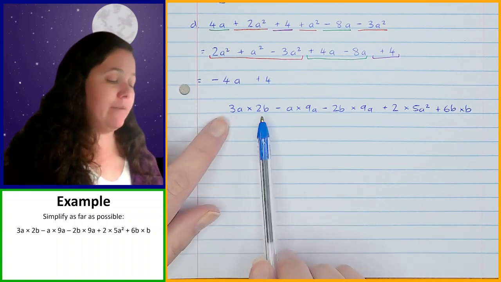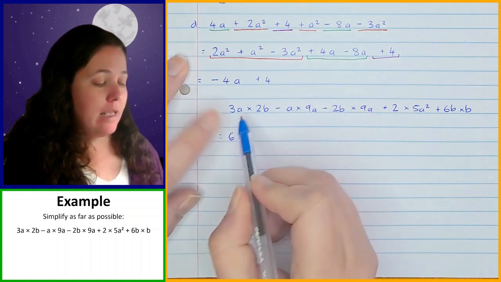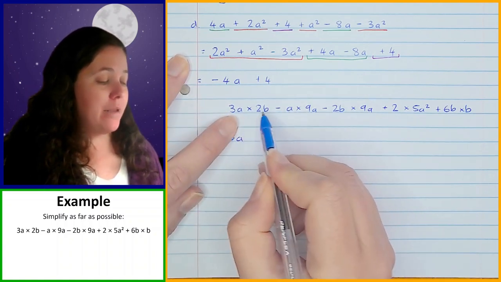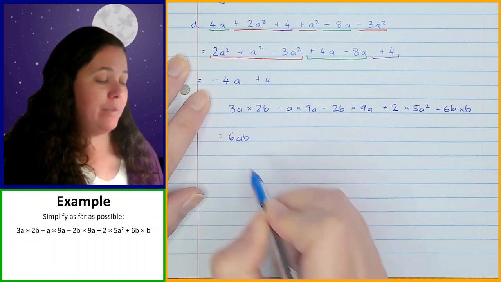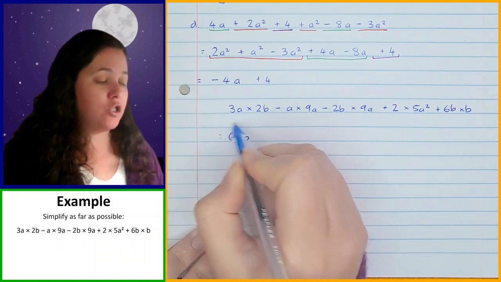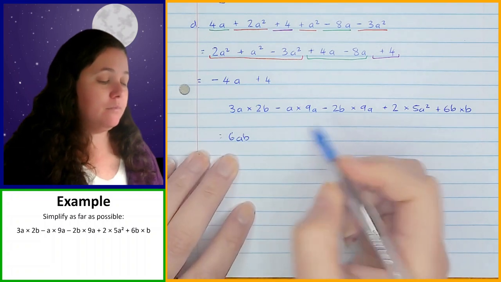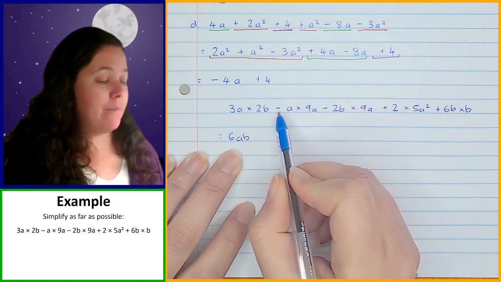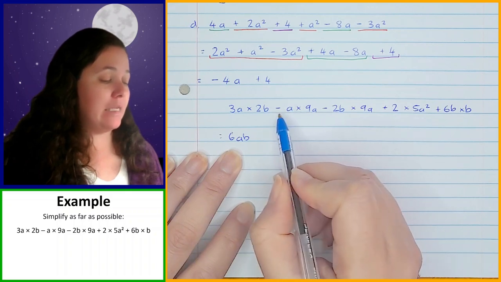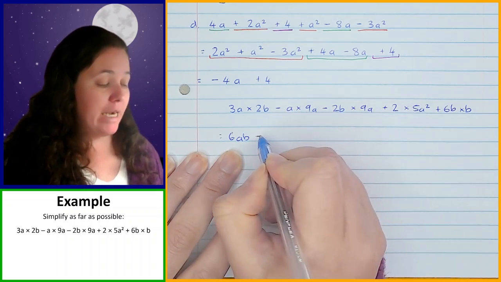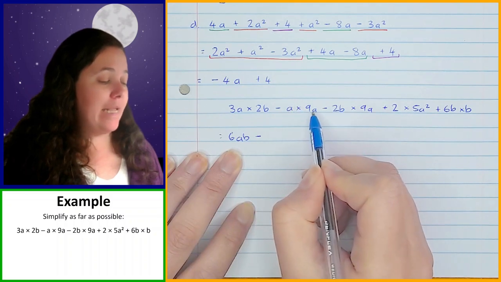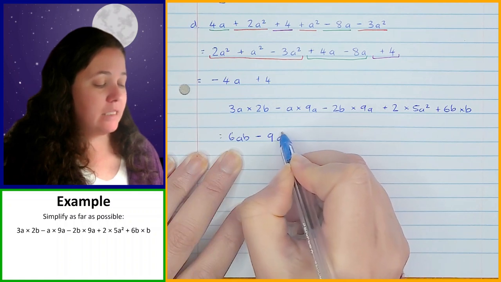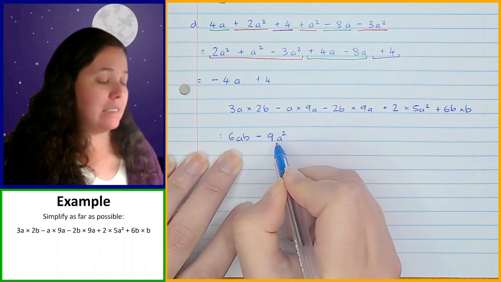So I've got 3 times 2 is 6, and then a, there's no other a's, so it's just a, and then b, so 6ab. That's what I get for this first term. So I'm simplifying each term separately by doing the multiplication. Then I've got minus a times 9a. It's a negative times a positive, so it's going to be minus a times 9a. My 9 is going to be first, and then a times a is a squared. So I have 6ab minus 9a squared.